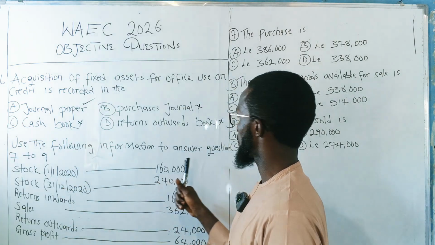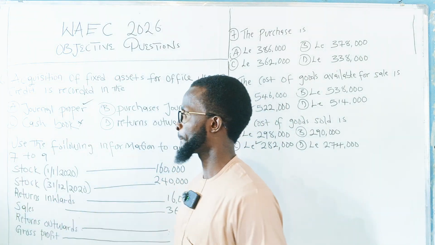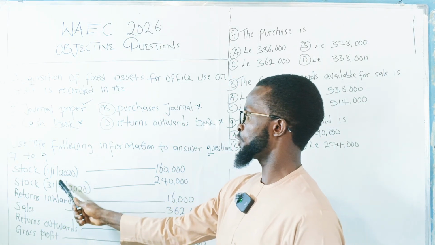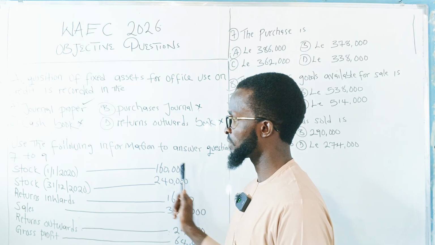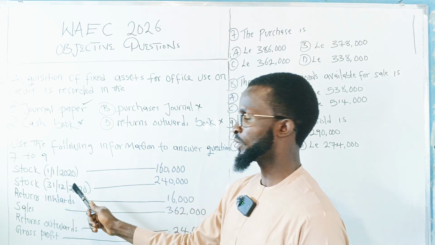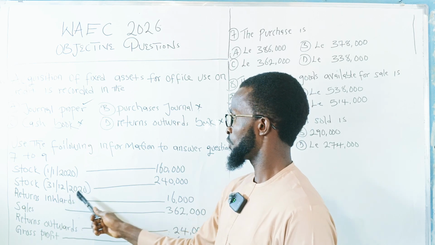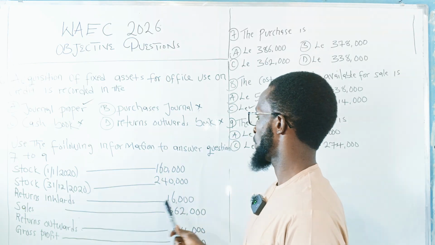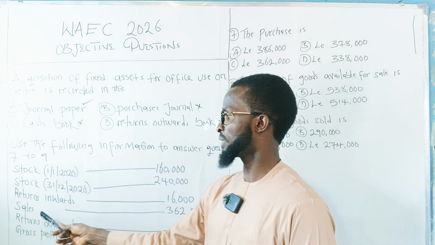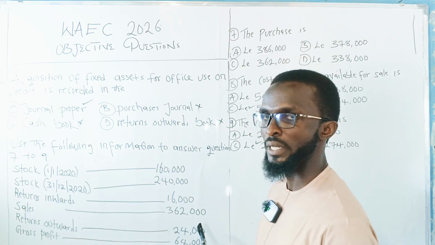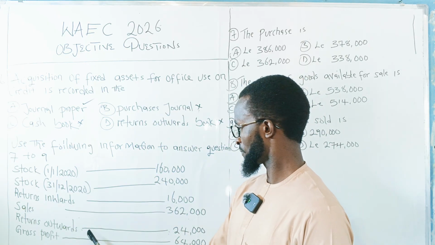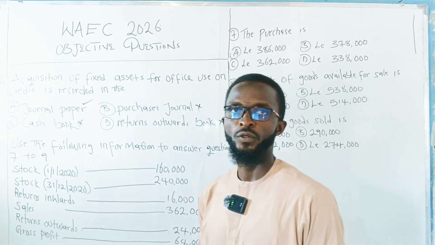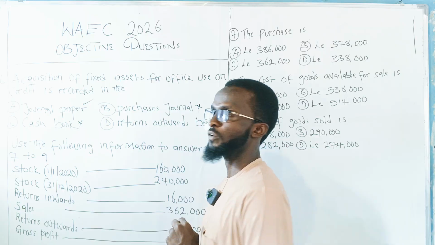Use the following information to answer questions 7 to 9. Stock 1st January 2020, 160,000. Stock 31st December 2020, this will be the closing stock, 240,000. Return inwards 160,000. Sales 362,000. Return outwards 24,000. Gross profit 64,000.